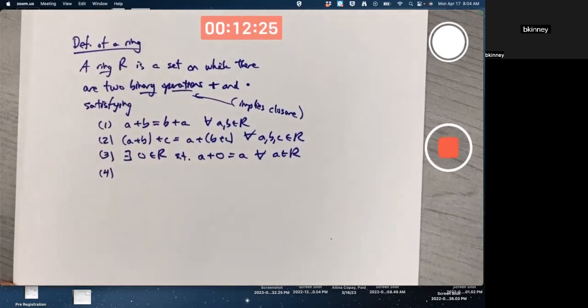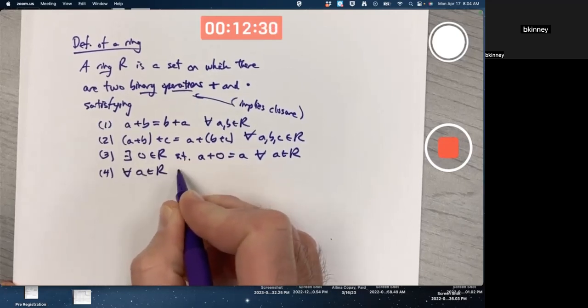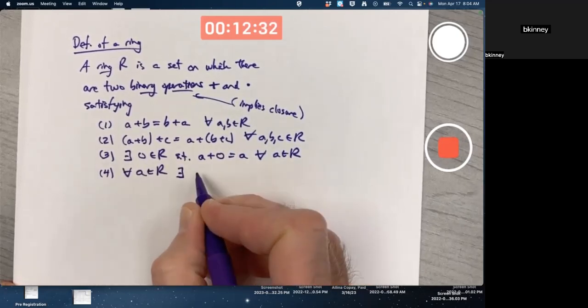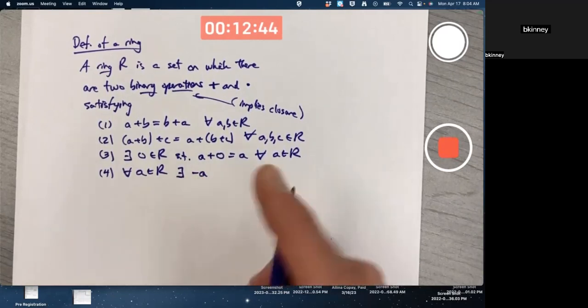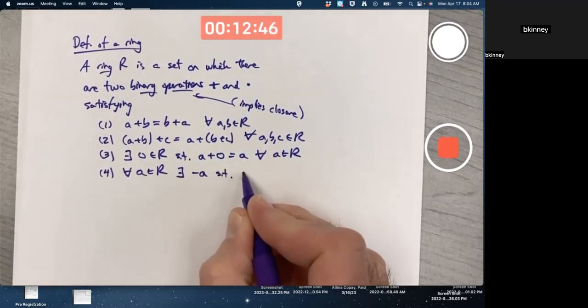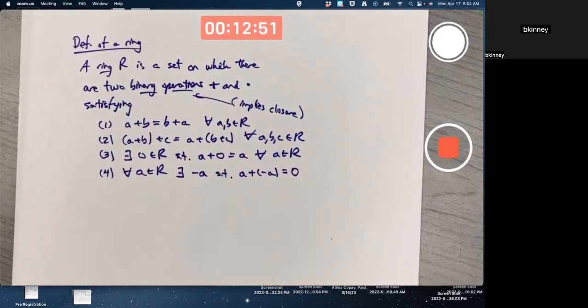And existence of inverses. For all a in R, there exists an additive inverse labeled negative a, or the opposite of a if you prefer. Probably the best terminology is additive inverse. But yes, labeled with a negative sign, such that a plus negative a equals 0. And again, by commutativity of addition, that would also imply that negative a plus a equals 0 as well.